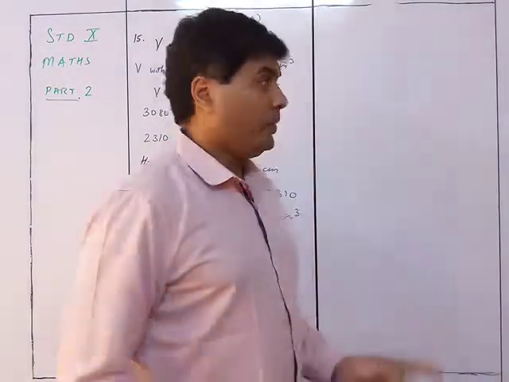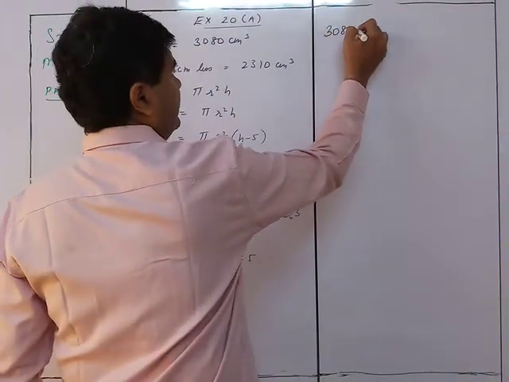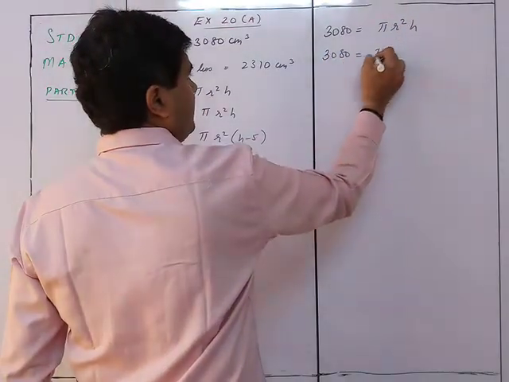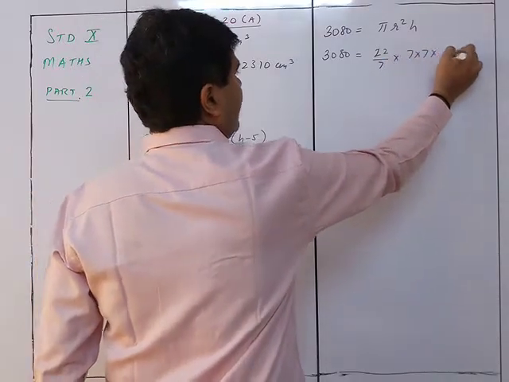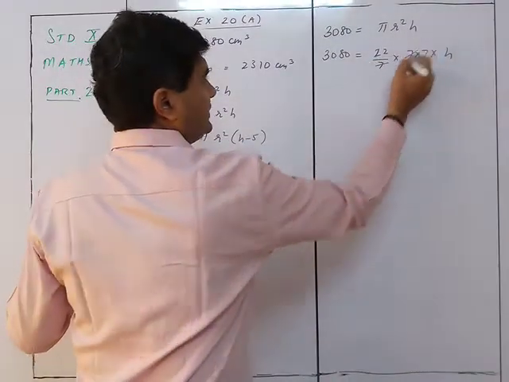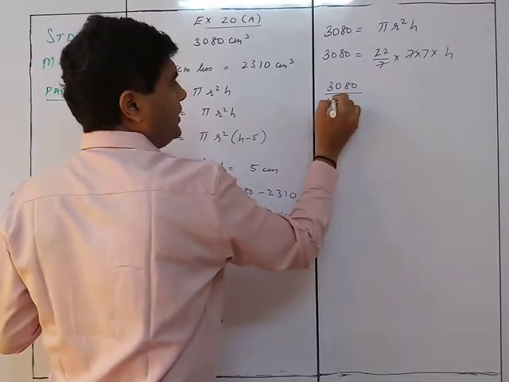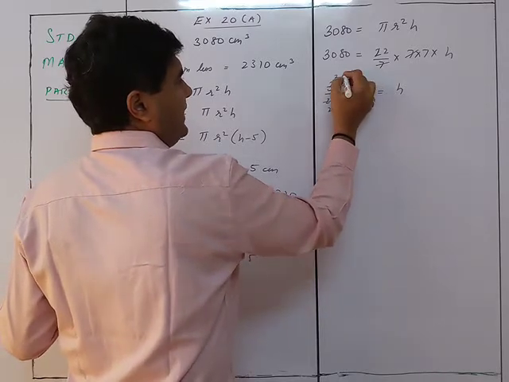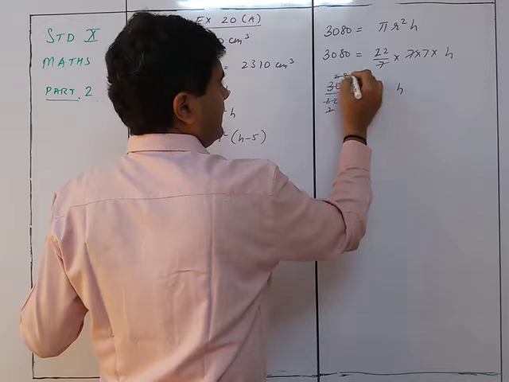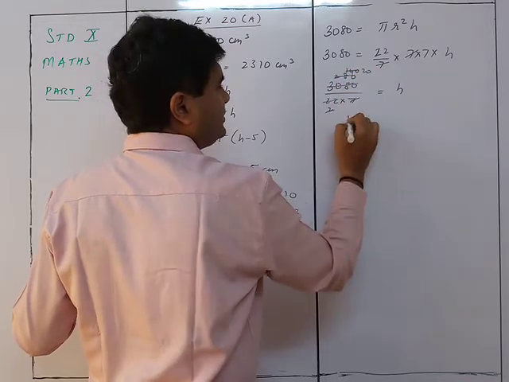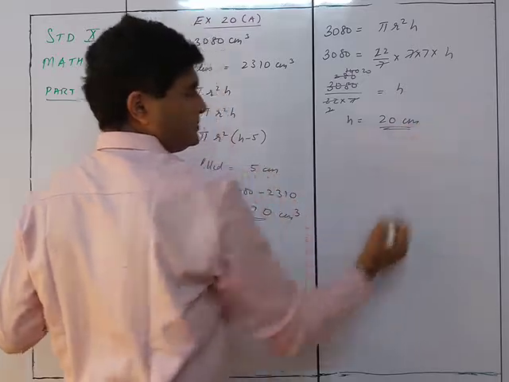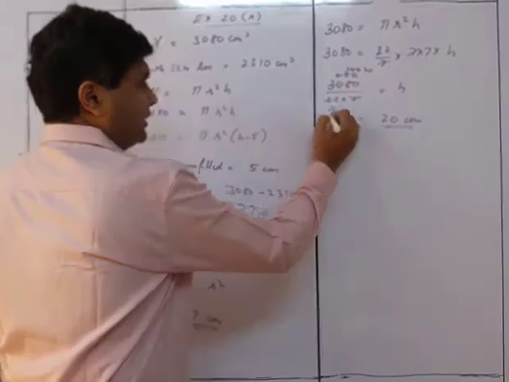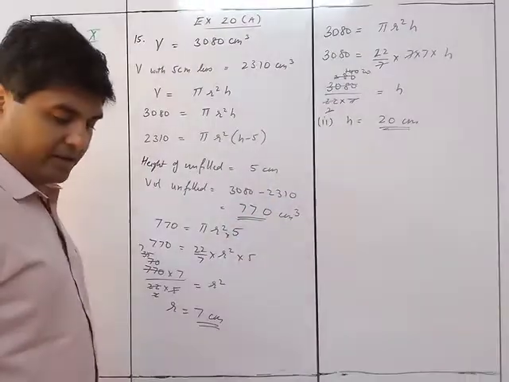Clear? We know the equation that 3080 is equal to pi r square h, where 3080 is equal to 22 upon 7 into 7 into 7 into h. This cancels. So 3080 upon 22 into 7 is equal to h. 11 2s are 22, 11 2s are 22, and then 8s and 0s. So this is nothing but 140, and then this will be 20. So h is equal to 20 centimeters. So that gives us the second answer, that the height of the cylinder vessel is 20 centimeters.